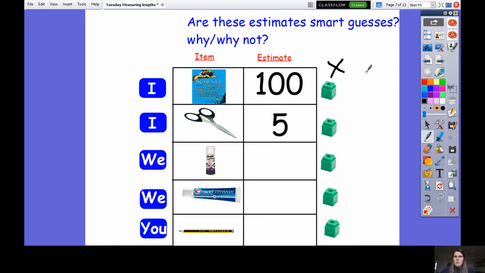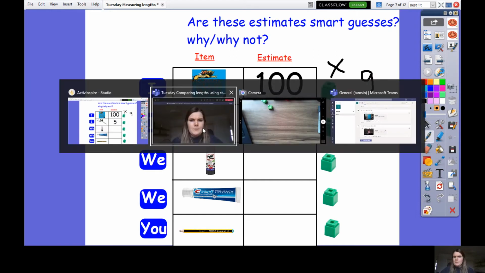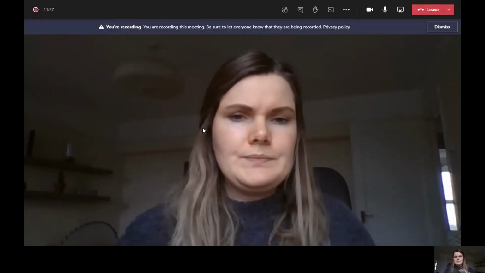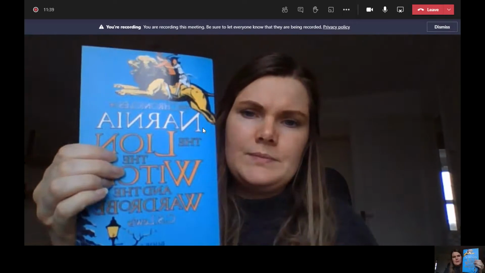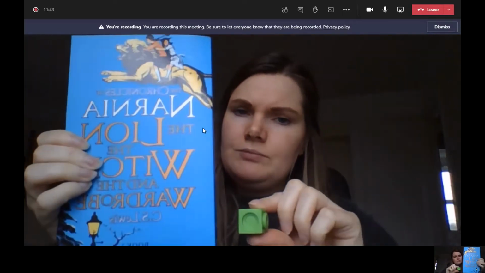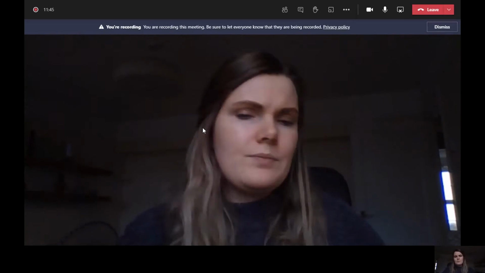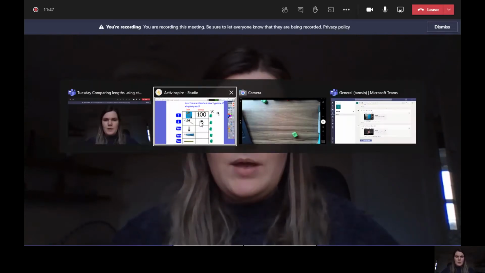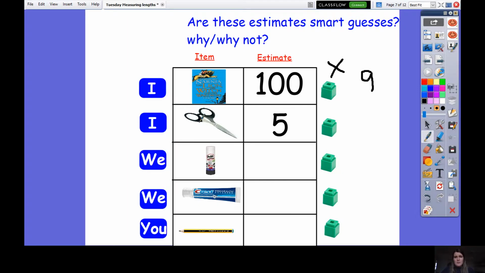I think it's more like 9 cubes. I'm going to estimate. I think it should be about 9. I'm going to show you my book. Yeah, I think maybe about 9. Yeah, that would be my estimate. So that wasn't a smart estimate, was it?